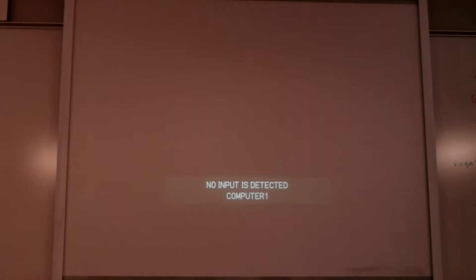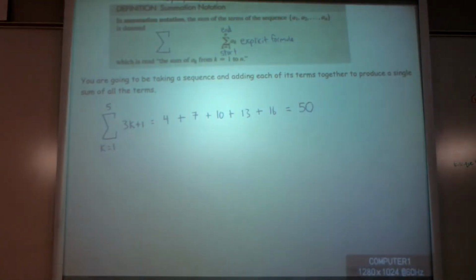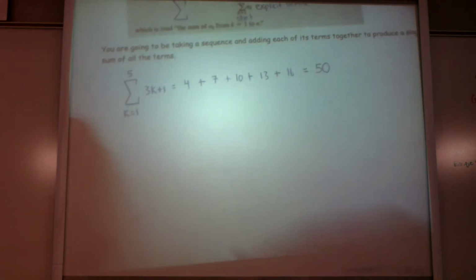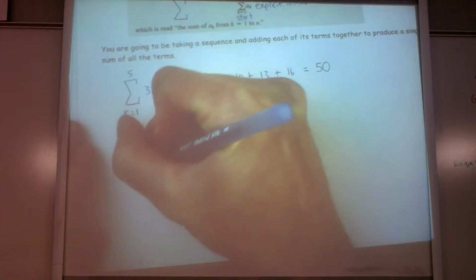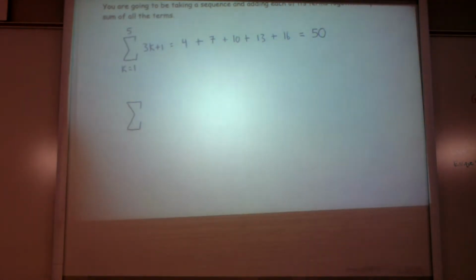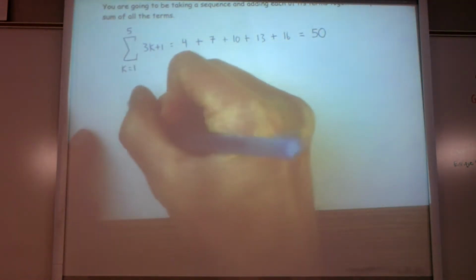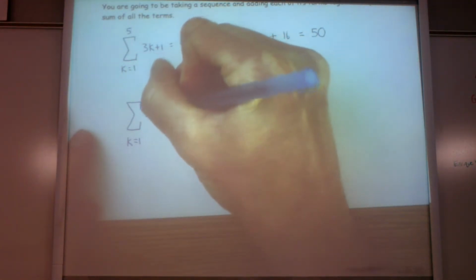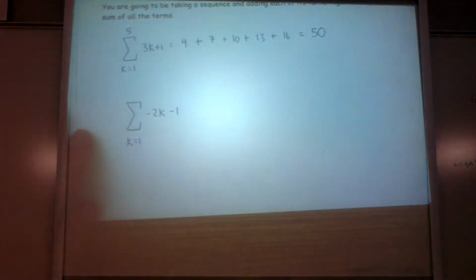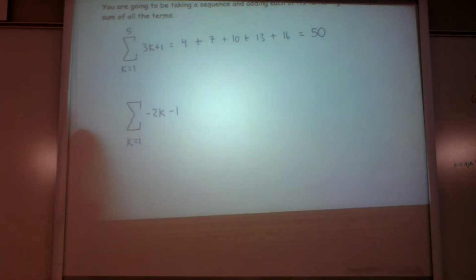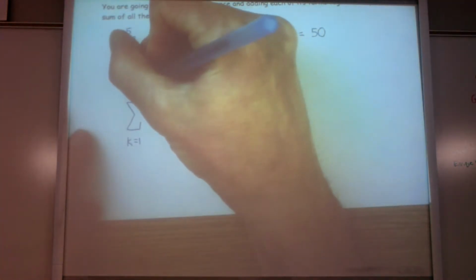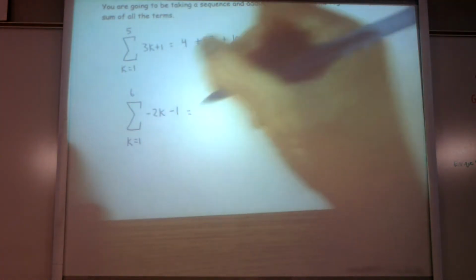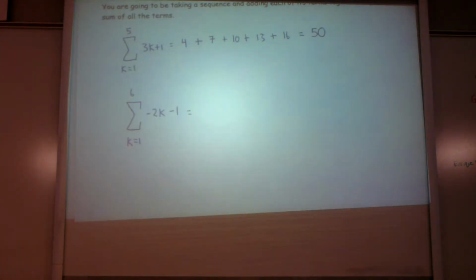Let's go now, and let's do another example, okay? So let's just scroll down a little bit here. And now I'm going to still start at 1. We usually start at 1. Now I want to do negative 2k minus 1. Throw those negatives in there to make things just a little harder for us. And we're going to go just one further. Let's go to 6. Okay, so I'm going to plug in 1.